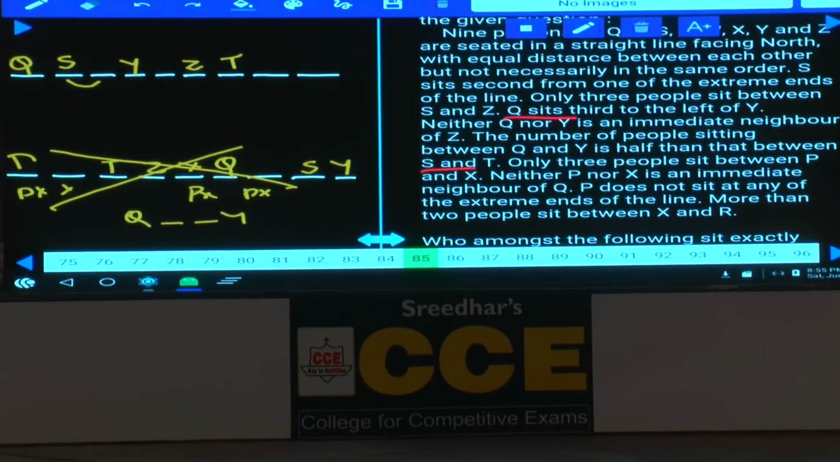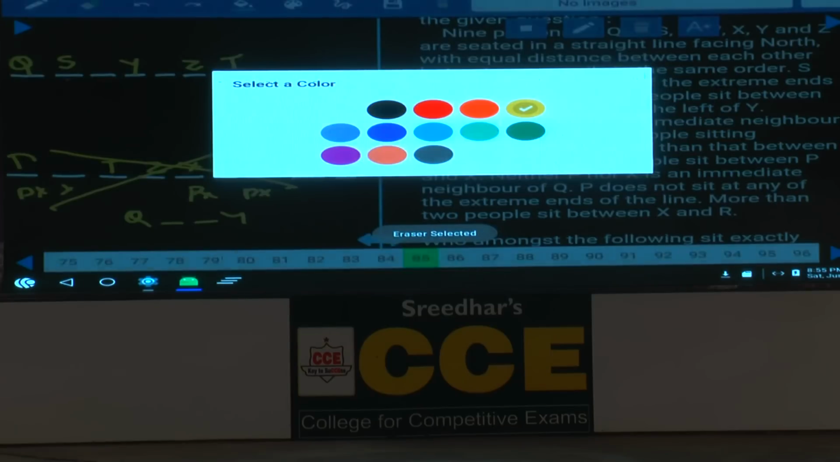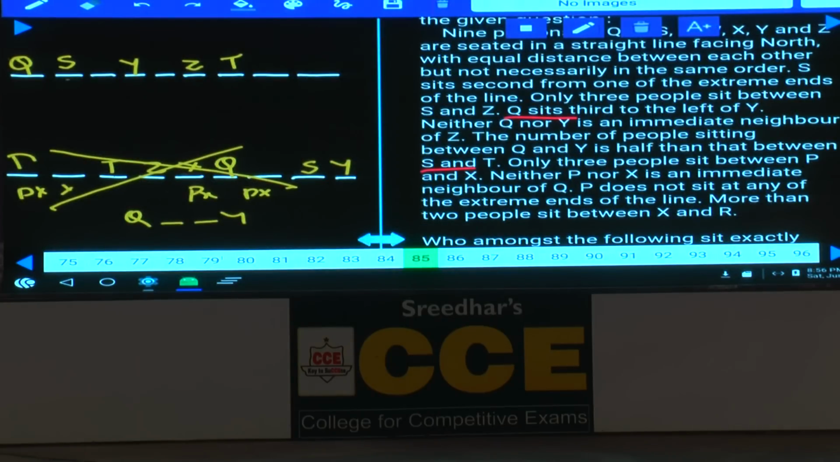Now we are left with only the first case. 3 people between P and X, and neither P nor X is an immediate neighbor of Q. That means if P or X is here, now in this case if P is here, then 3 people between P and X, is it possible here? No. Hence P cannot be here. As P cannot be here, then what is the other possibility? If P is here, 1, 2, 3, X will be here. Or if X is here, P will be here.